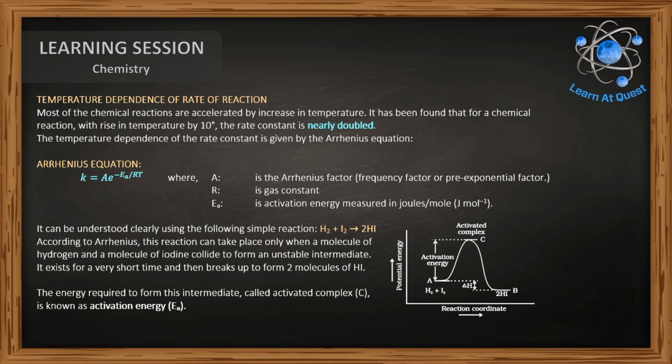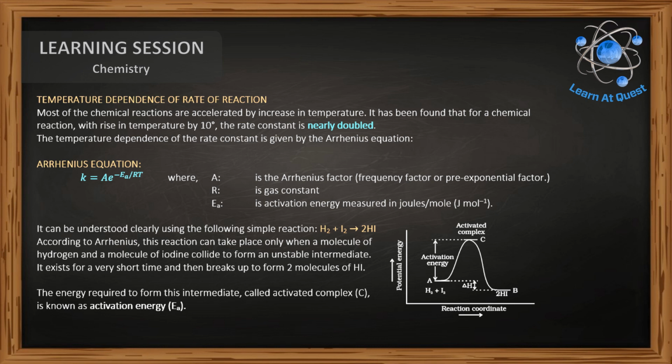0 degrees Celsius. We notice here that as we increase the temperature, the rate of the chemical reaction also increases, or as the temperature decreases from 50 to 25 to 0 degrees Celsius, we see that it takes much longer time for half of the material to decompose. It has been found experimentally that for a chemical reaction with a rise in temperature by 10 degrees Celsius, the rate constant is nearly doubled.